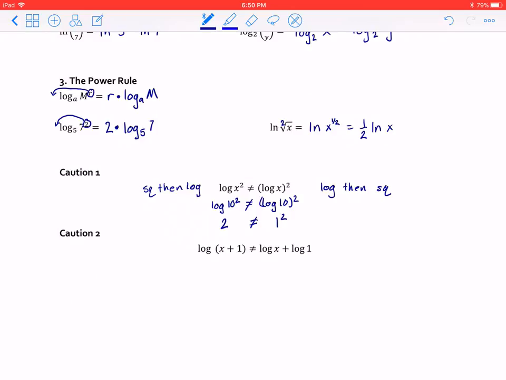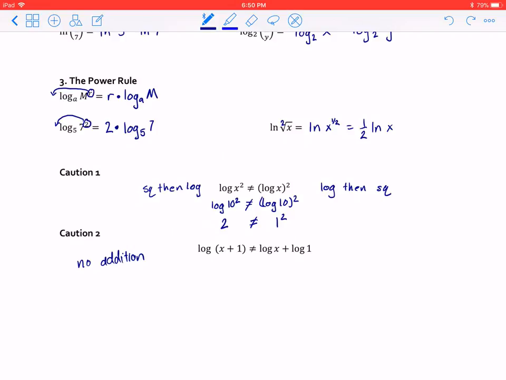Another thing to be careful about is when you have an expression like log of x plus 1. Notice that in here we have an addition. We don't have an addition rule for logarithms because logarithms deal with exponents and treating it as an inverse. So if you're thinking about that, exponents deal all with multiplication. So there is no addition rule here. In other words, you can't just distribute the log. There's no distribution, so don't ever do that.